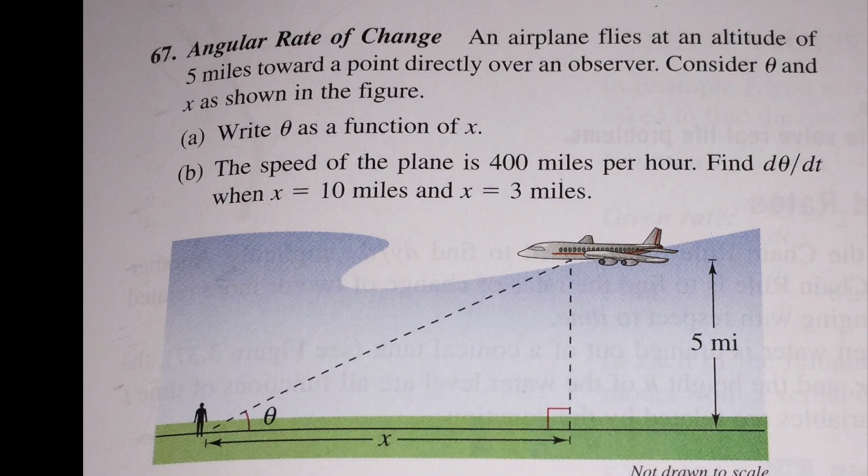Consider theta and x as shown in the figure. There are two parts to this problem. Part A, write theta as a function of x, and part B, which says the speed of the plane is 400 miles per hour. Find d theta/dt when x equals 10 miles and x equals 3 miles.